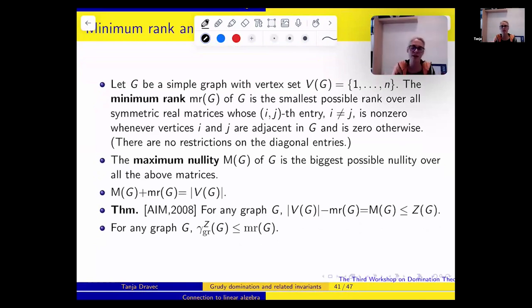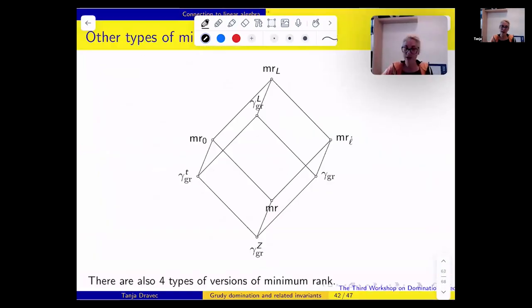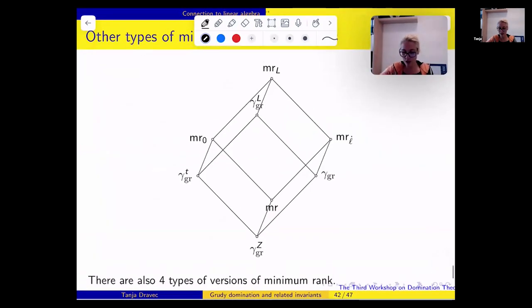And it is known that the sum of maximum nullity and minimum rank is the order. And what was proved in the seminal paper about zero forcing is that maximum nullity is a lower bound for the zero forcing number. And with our relation, we get that the Z-Grundy domination number is a lower bound for the minimum rank of a graph G.